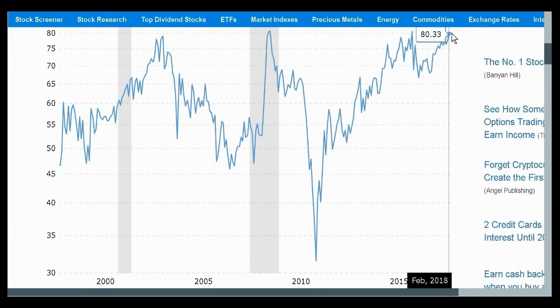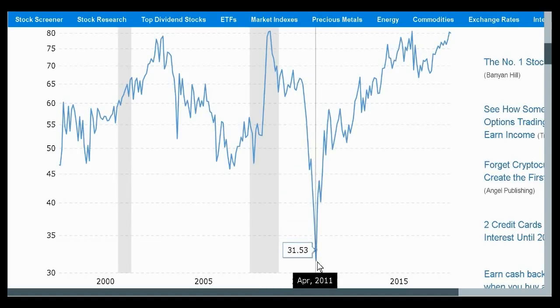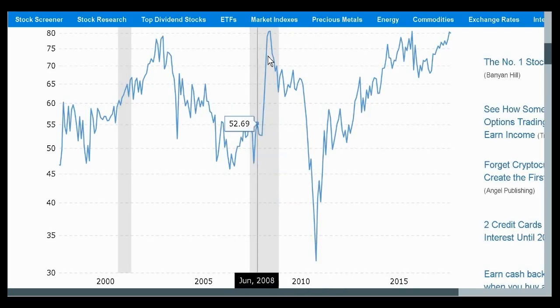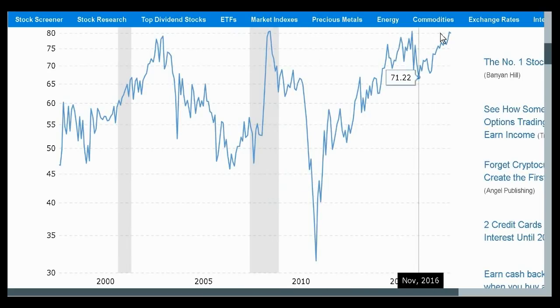When it's up here, that means that gold is way more expensive than silver. And when it's down here, you might want to consider selling some of your silver and buying some gold, because when the gold to silver ratio is down here, that means that silver is way more expensive than gold. Now, just because the gold to silver ratio is way up here around 80, yes, that means that gold is way more expensive than silver.